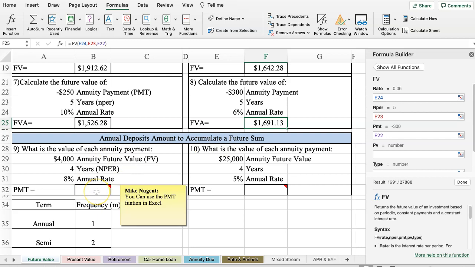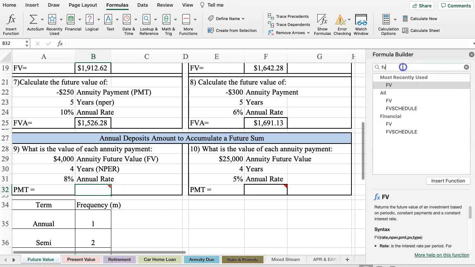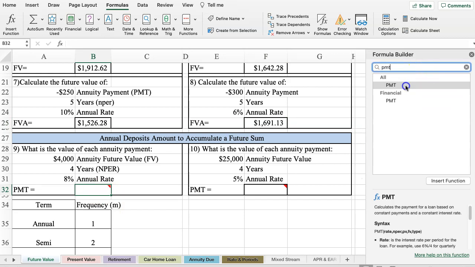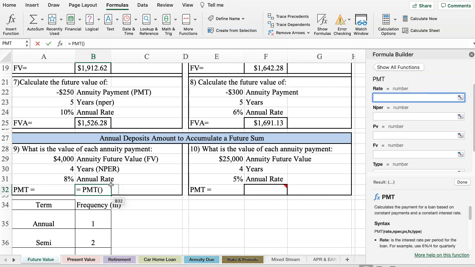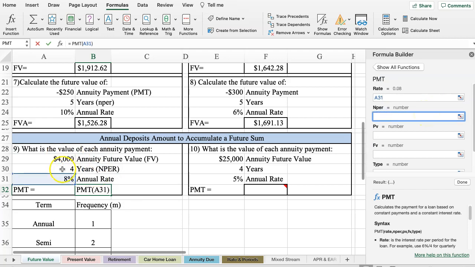Now, if we wanted to calculate the deposits needed to accumulate to a future sum, we would have to use what's called the PMT function. I made a note, you can use the payment function in Excel. So we're going to type in PMT. It makes sense because we're trying to calculate the annuity payment. We have the rate, nper is the years, and now we put in the future value.